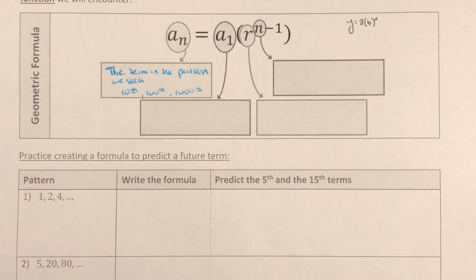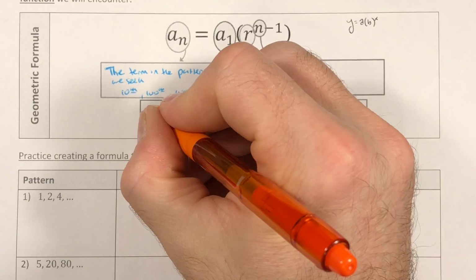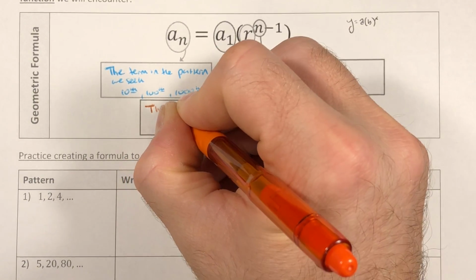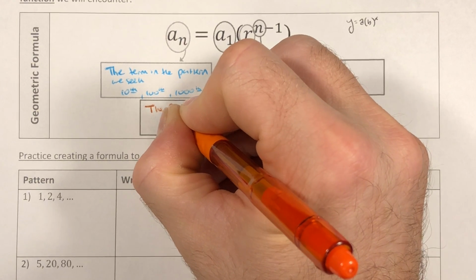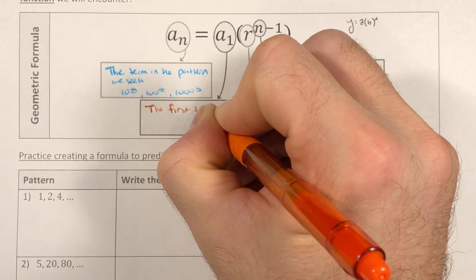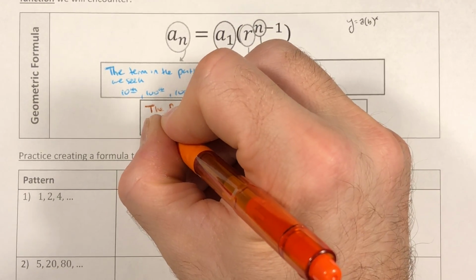Likewise, a to the 1 is going to be our starting value. So this is our, let's not do that in red, let's do this in orange. So a to the 1 is the first term, the first term in our pattern.